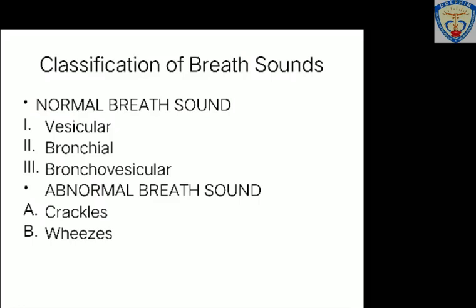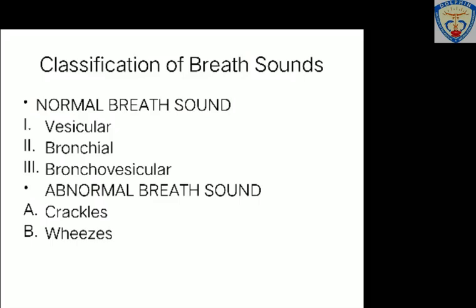Vesicular, it is soft, low pitched, breezy sound heard over the most of the chest except near the trachea and near the principal bronchus and between the scapula. In these three areas, this sound can't be listened. Vesicular sounds are audible considerably longer on inspiration than the expiration.